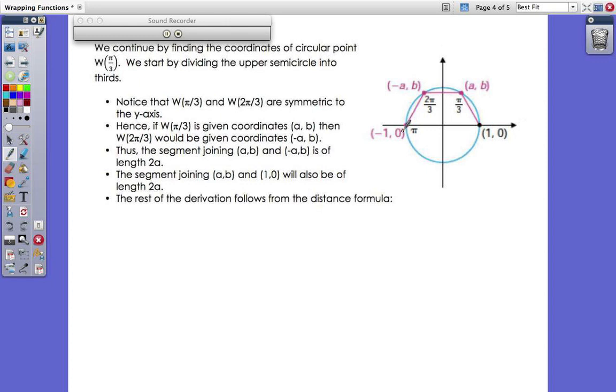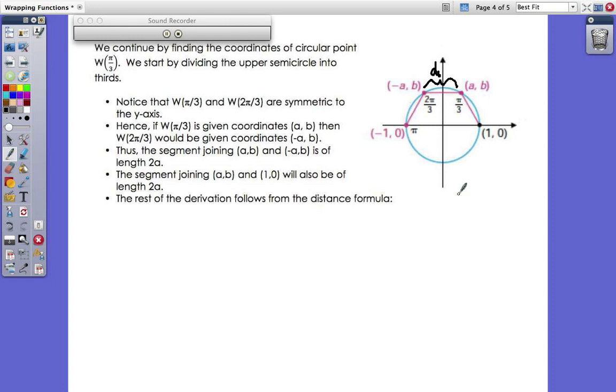So you notice that a wrap of pi over 3 and a wrap of 2 pi over 3, so a third of the way to pi and 2/3 of the way to pi, are symmetric to the y-axis. So if I give pi over 3 coordinates (a, b), then 2 pi over 3 would have very similar coordinates, just with a negative a and b. Well, that means that the segment joining (negative a, b) and (a, b), this little segment right here, has to have a distance equal to 2a, and for right now I'm just going to call that d1.